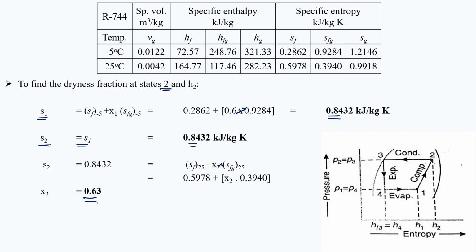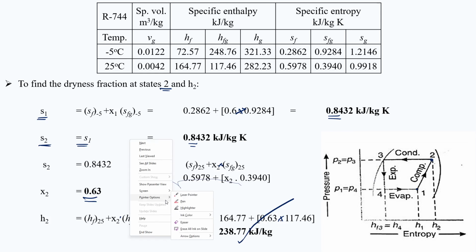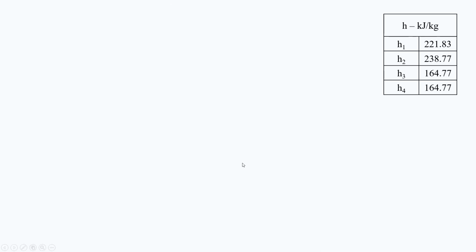Now we can find the enthalpy H2 as Hf at 25 plus x2 into Hfg at 25, which is nothing but 164 plus 0.62 into 117.46, which gives a value of around 238.77 kilojoules per kilogram. So we have got the enthalpies at all points 1, 2, 3 and 4. That is, H1 is 221, H2 is 238, H3 and H4 are 164.77 kilojoules per kilogram.